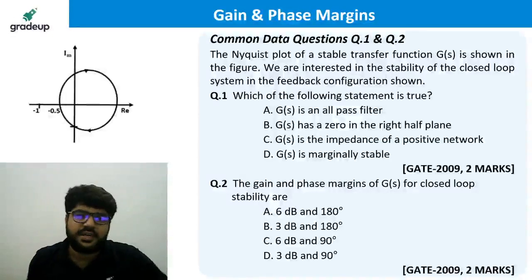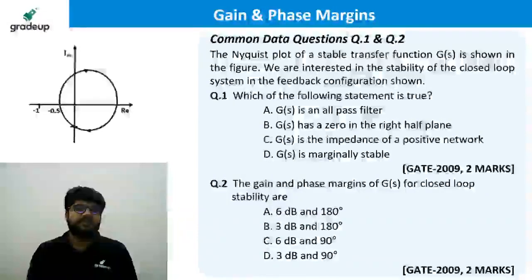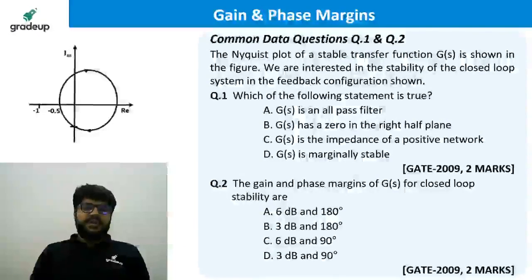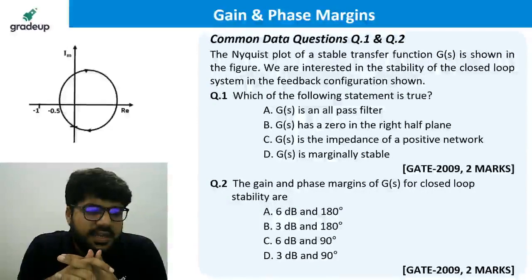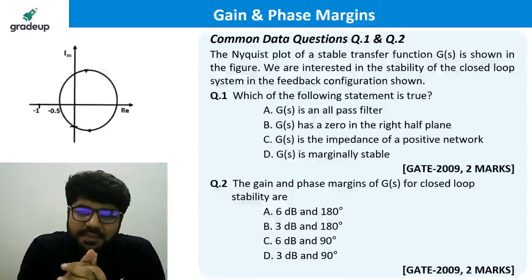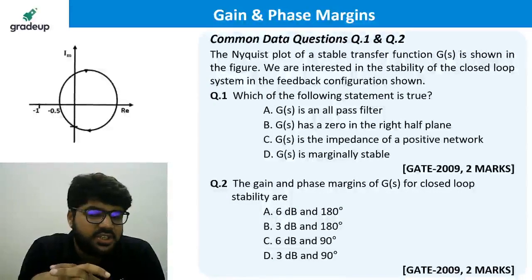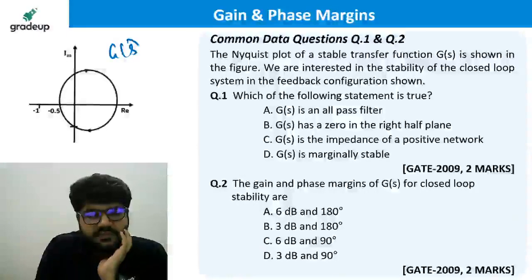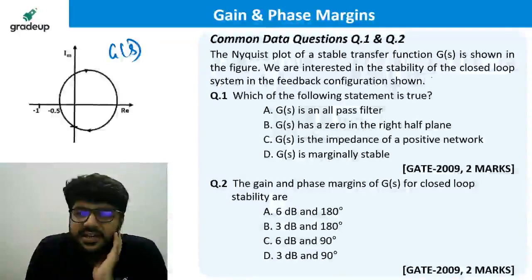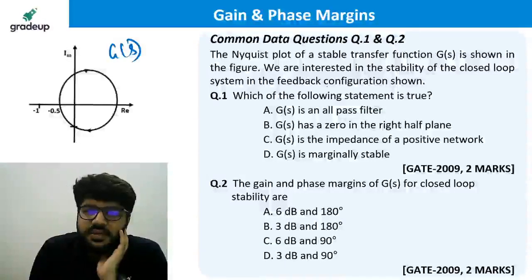Now next question, guys. Come to this. It's a common data question, question 1 and question 2. The Nyquist plot of a stable transfer function G(s) is shown in the figure. This is the Nyquist plot of G(s). We are interested in the stability of the closed loop system in the feedback configuration shown here.